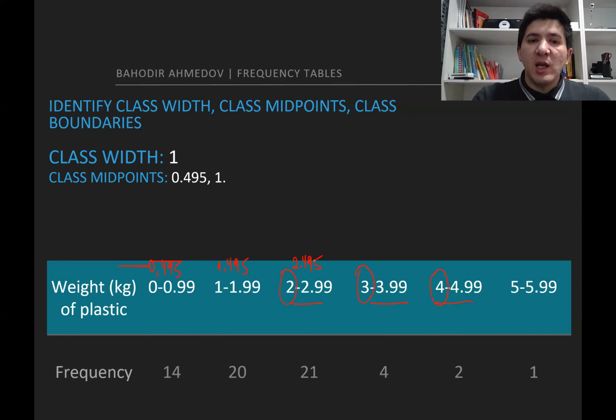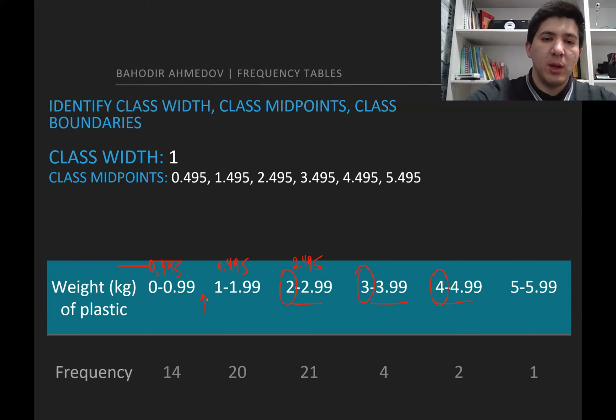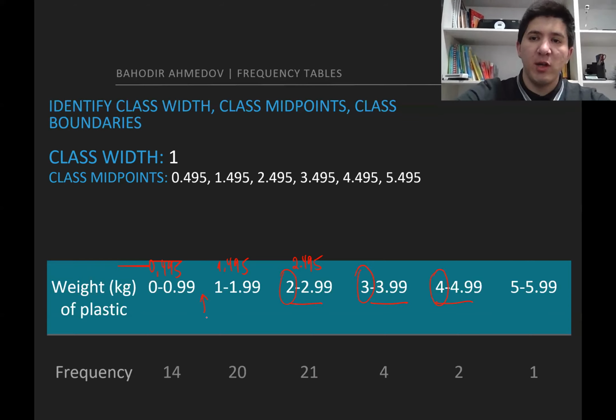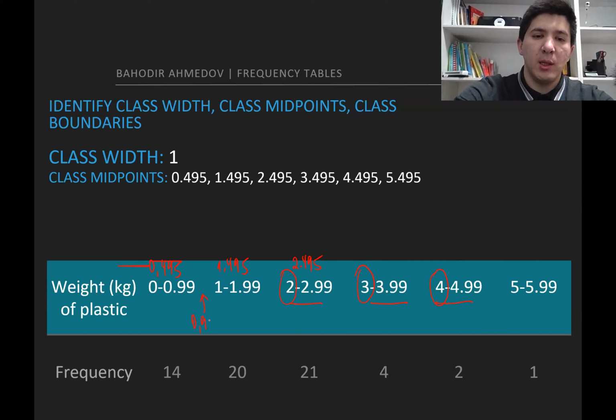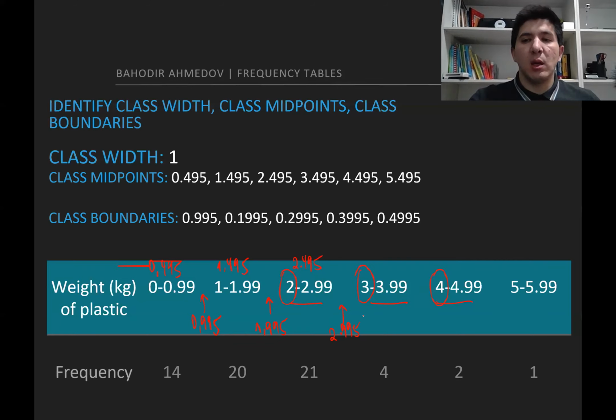So in order to find the class boundaries, again, we need to choose the two classes and find the numbers between them. So the class boundary between the first class and the second class is going to be 0.995. Between second and third is going to be 1.995. Between third and fourth is going to be 2.995. Between fourth and fifth is going to be 3.995, and so on. So everything is straightforward. We just need to know about those concepts.